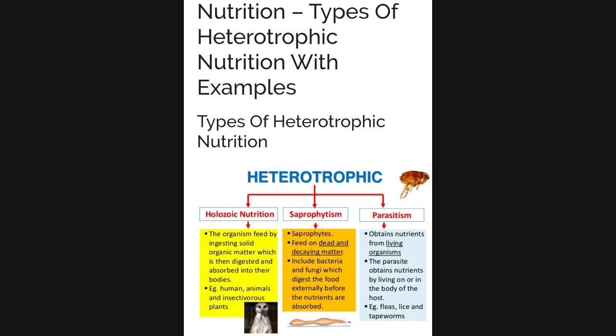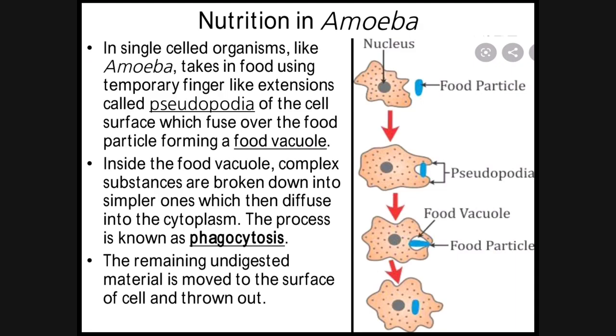In holozoic nutrition, we can take the example of us only, like humans, animals, and also single-celled organisms like amoeba. Let's see nutrition in amoeba. Amoeba is a single-celled organism and it takes the food. See the picture, you can conclude what is happening in the amoeba to take the food.